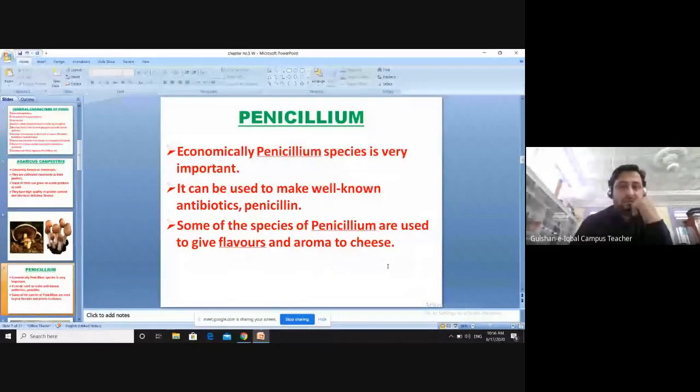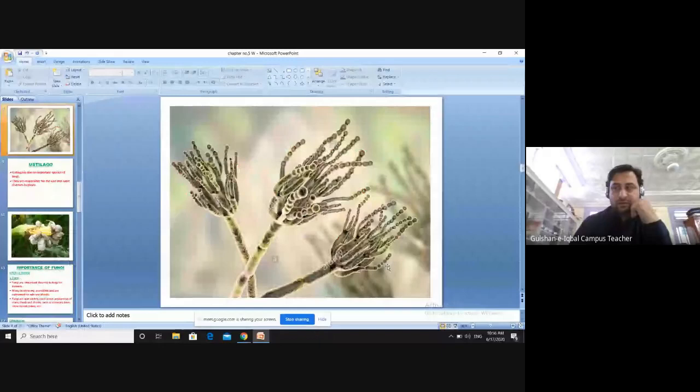Some of the species of penicillium are also used to give flavors and aroma. Aroma means the fragrant, perfumery smell to the cheese. So you use cheese today in a lot of products. That cheese flavor and its taste, its perfumery smell, was given to them by penicillium. So penicillium is another important species of fungus that we use in our daily life. Let's see what penicillium looks like. This is how the penicillium looks.